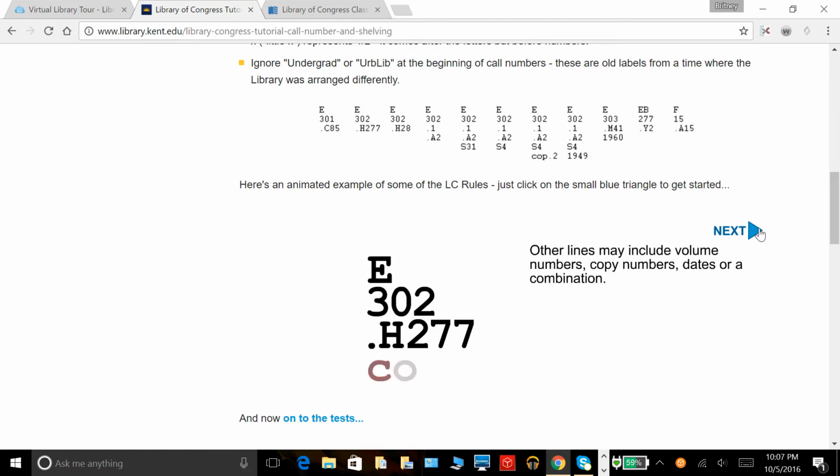Other lines, and again, these vary, might include volume numbers, copy numbers. So if it says C2 or COP period 2, it means that it is the second copy of something. So if one copy is checked out and you see something with C2 on the shelf, it's the exact same book. It just means that we happen to have two of them.